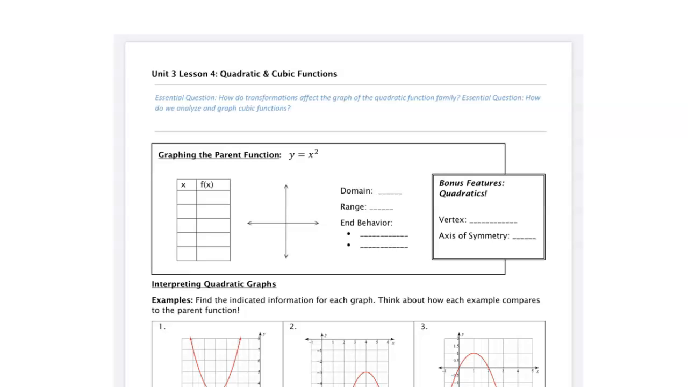We'll start off with quadratic functions. And we're going to start by graphing the parent function. So this is the very basic quadratic function that we can actually graph here. So we're going to start off by looking at our function, y equals x squared.